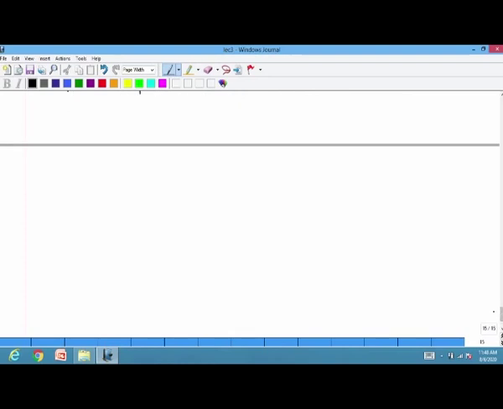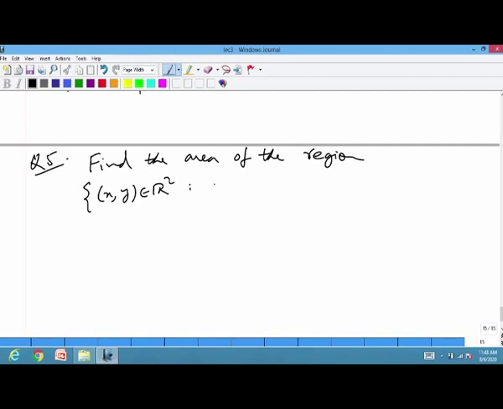Let us move to question number 5. Find the area of the region x y in R 2 such that y is bigger than equal to square root of mod x plus 3 and 5 y is less than equal to x plus 9 is less than equal to 15.